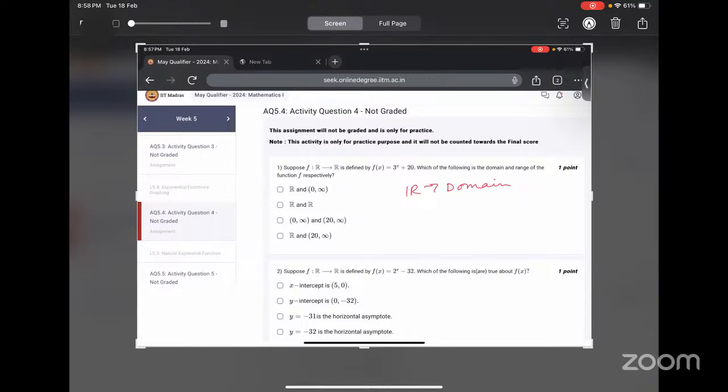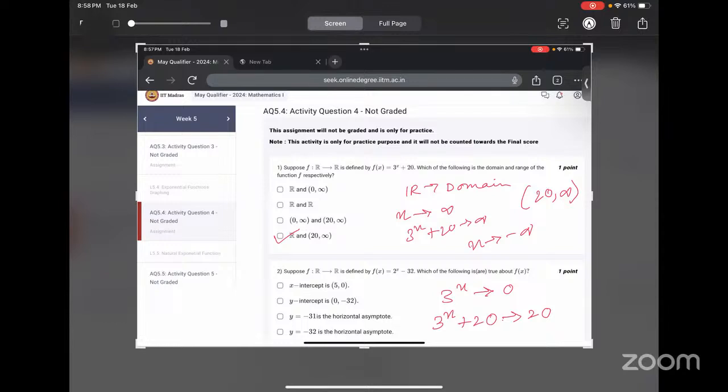Okay. And when x is tending to infinity, then 3 power x plus 20 will be tending to infinity, right? If x is tending to minus infinity, then 3 power x will be tending to 0, right? And 3 power x plus 20 will be tending to 20, right? Yes, ma'am. That means our codomain or range becomes 20 to infinity. This becomes the fourth option. Yeah, 20 to infinity. That means this option is the correct one.